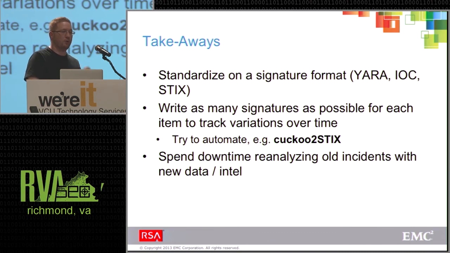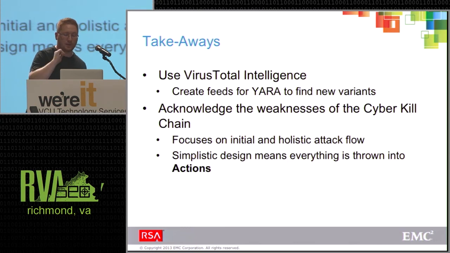Write signatures all the time, over and over and over, as many as you can, so that you can track these variations. If you want to automate that, there's a great tool that just came out about three weeks ago called Cuckoo STIX, which takes a sandbox and automatically creates STIX output. You can do something with that. Use VirusTotal Intelligence: take your YARA signatures, upload them to the site, and get feeds. Hey, a new one just got uploaded, matching what you just sent us.